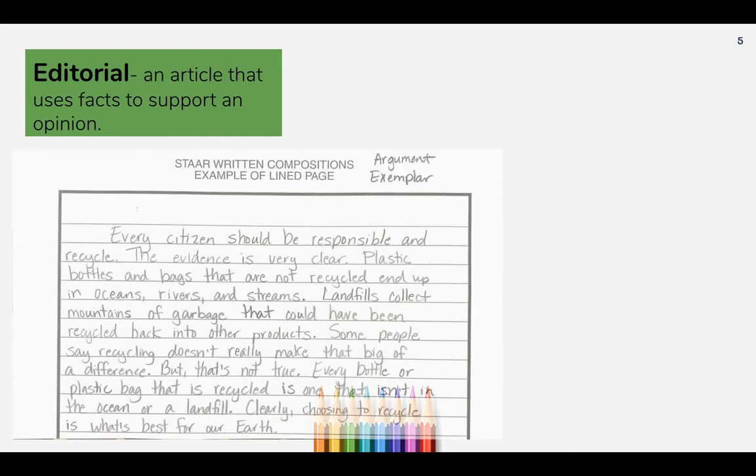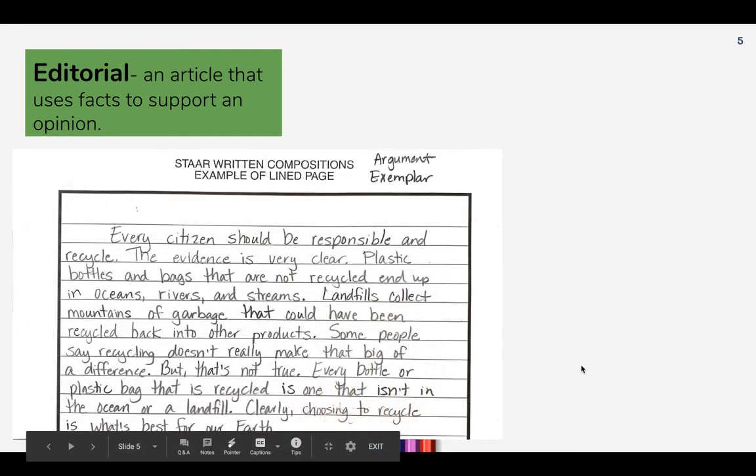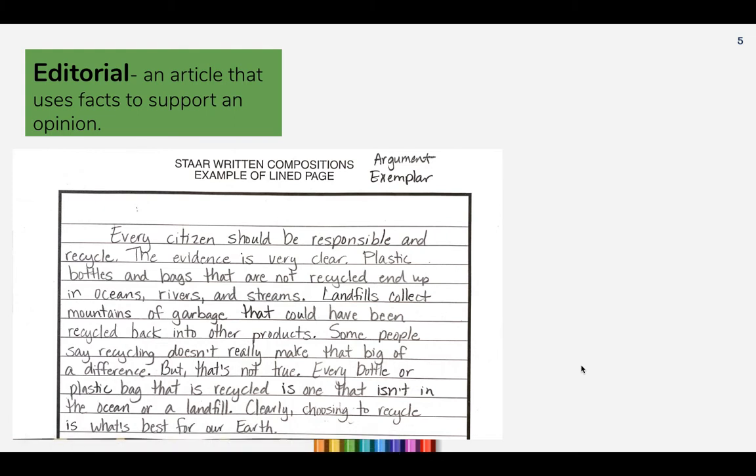Here is an example of an editorial piece. I want you to follow along as I read. Every citizen should be responsible and recycle. The evidence is very clear. Plastic bottles and bags that are not recycled end up in oceans, rivers, and streams. Landfills collect mountains of garbage that could have been recycled back into other products. Some people say recycling doesn't really make that big of a difference, but that's not true. Every bottle or plastic bag that is recycled is one that isn't in the ocean or in a landfill. Clearly, choosing to recycle is what's best for our Earth.